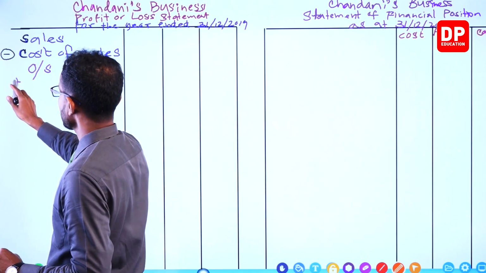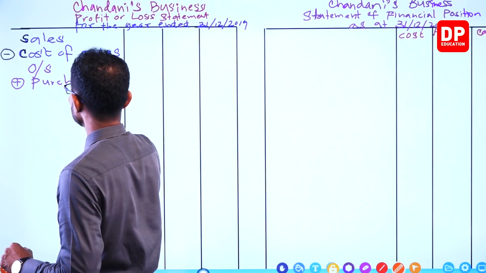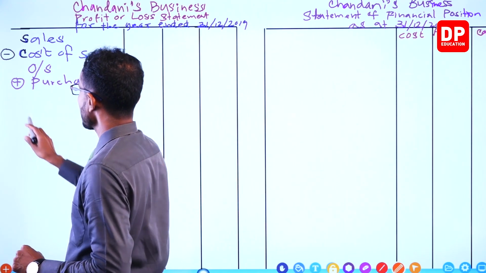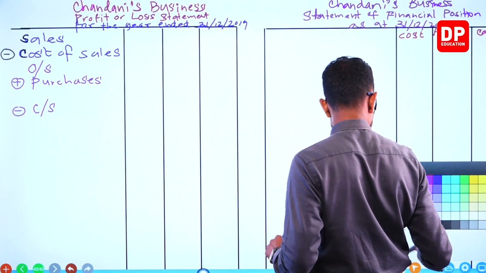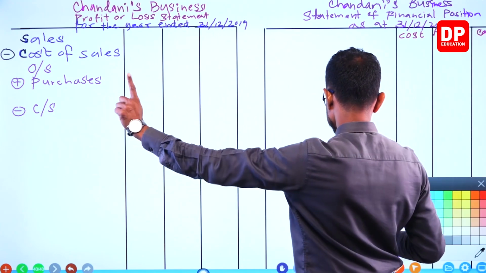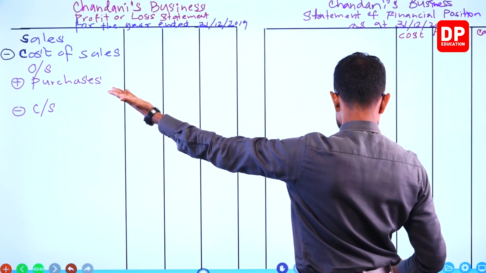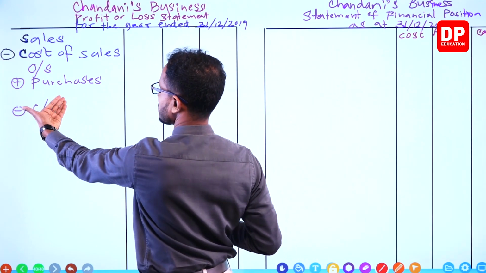Plus purchases. Opening stock plus purchases, the three main items, plus purchases, minus closing stock. But why did I leave some space under purchases? Why did I leave some space here?